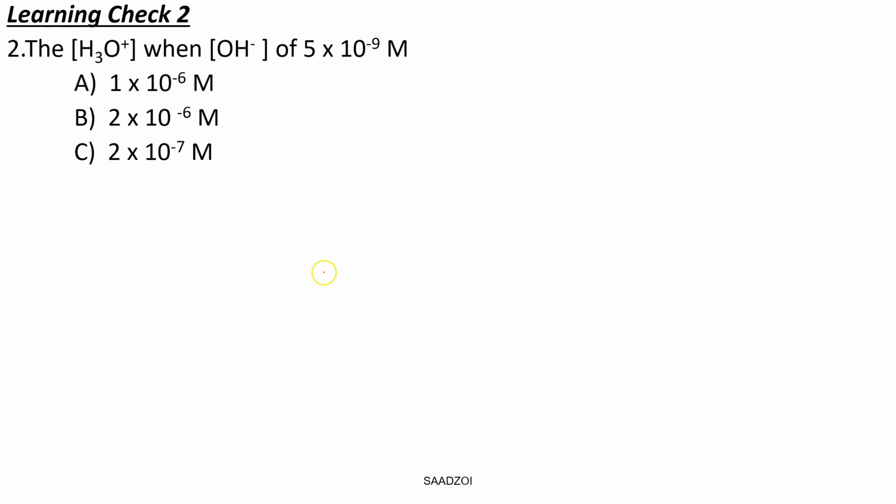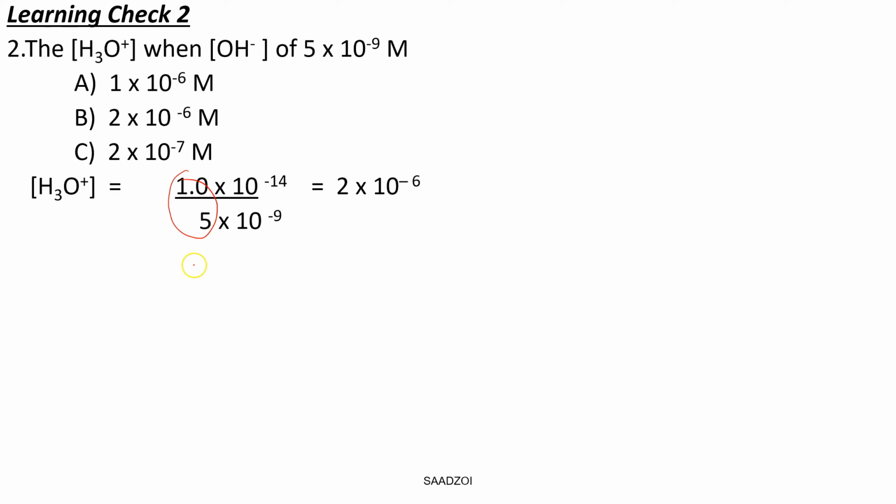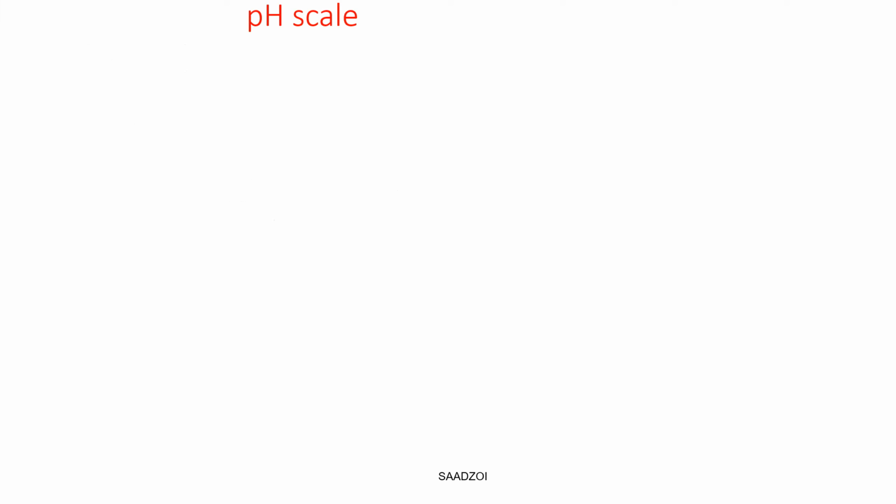Hydronium, when OH is that: same setup, right? We just take 10 to negative 14 divided by 5 times 10 to negative 9, and we get 2 times 10 to negative 6. You can do this in your calculator by dividing 1 by 5. That's going to be 0.2 times 10 to negative 5. Put this in scientific notation: 2 times 10 to the negative 6. Or you can do it in your calculator if you're used to the exponent function on your calculator.